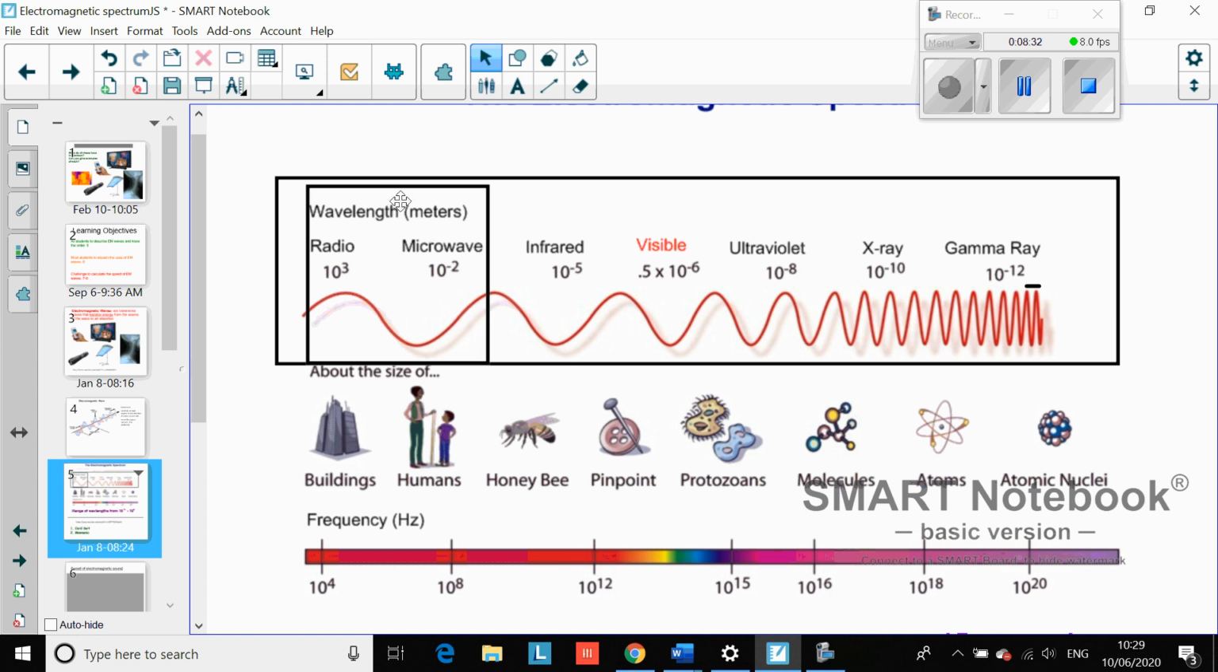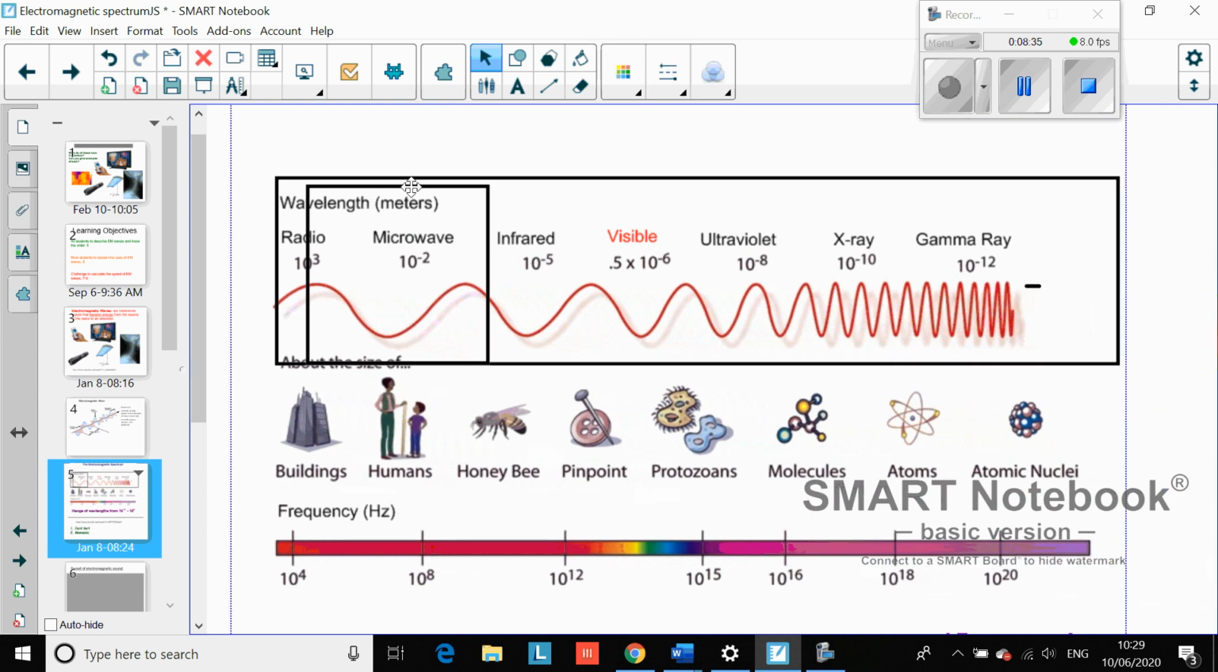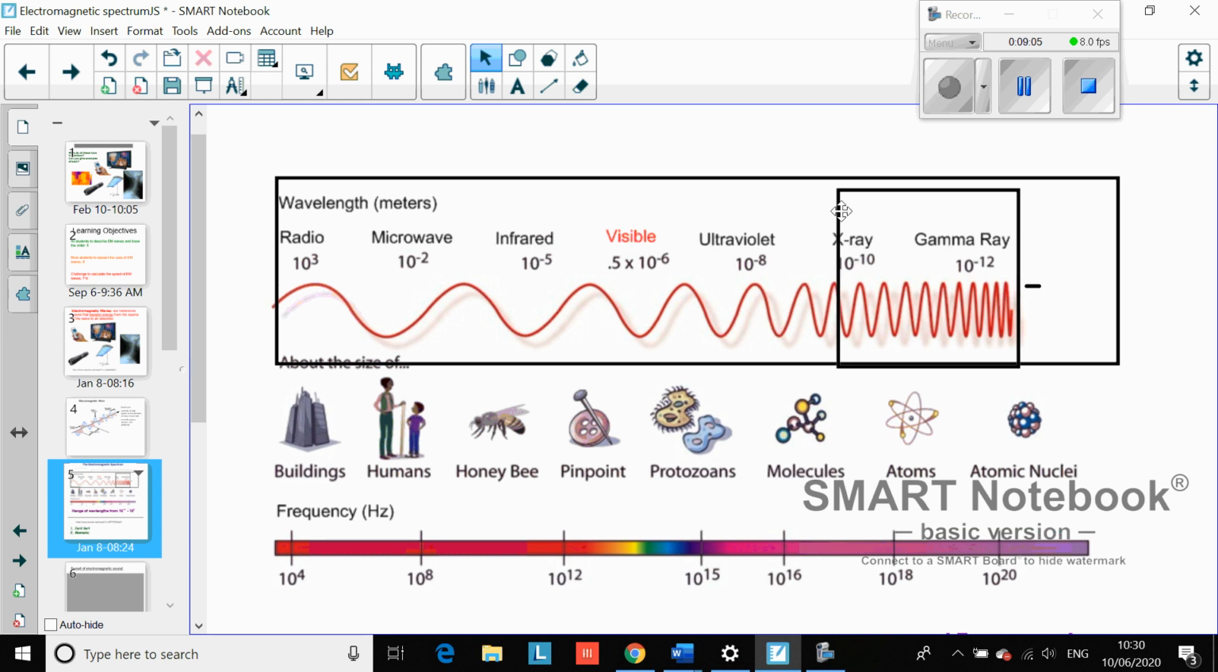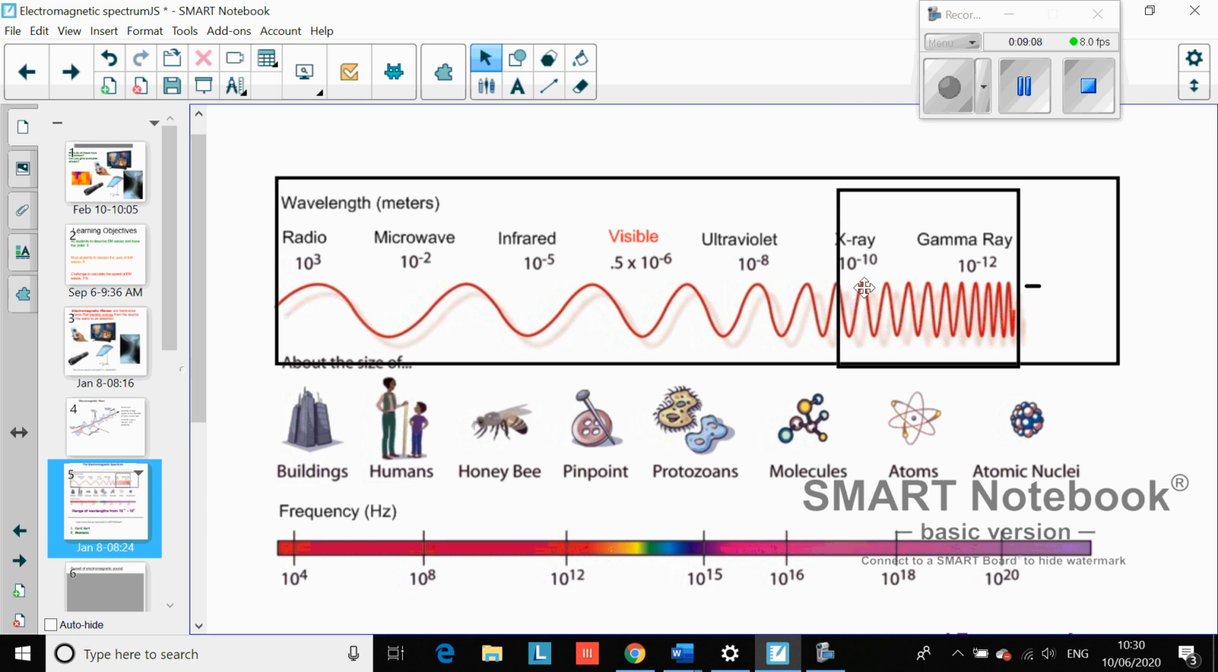However, if I just move my square over here, you can see down towards this end of the electromagnetic spectrum, we get much more waves. We get loads more waves because the wavelength is shorter. So because we've got more waves, we say the frequency is higher. A couple of key points that you need to understand: as the wavelength gets shorter, the number of waves you actually get, the frequency, becomes higher. If you have a look down here, you can see this is the frequency.